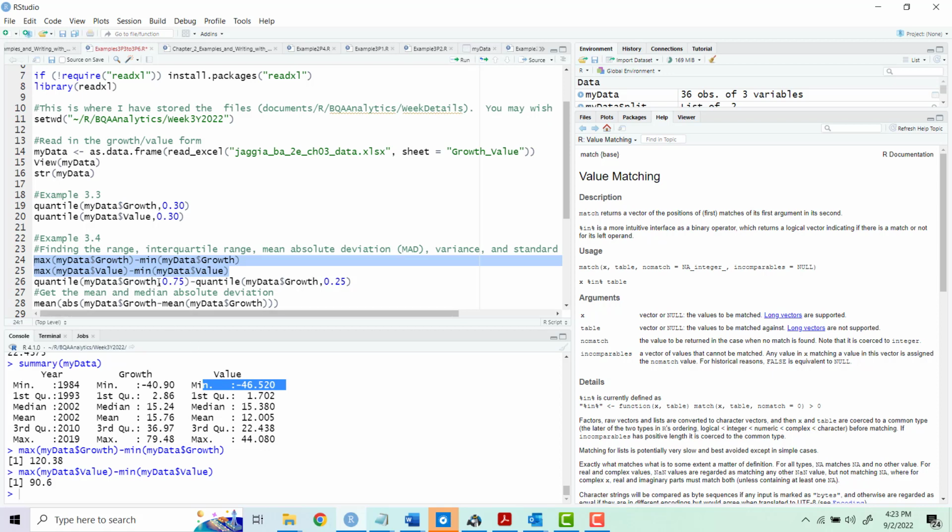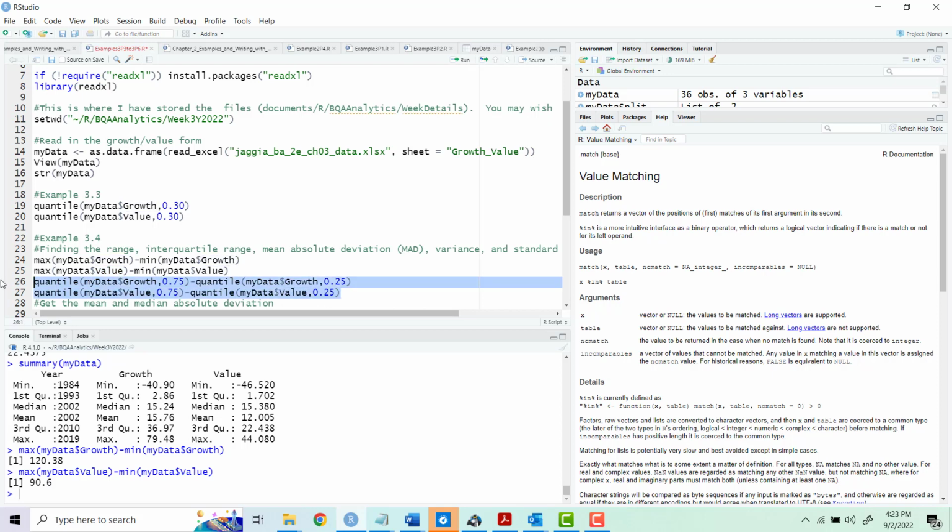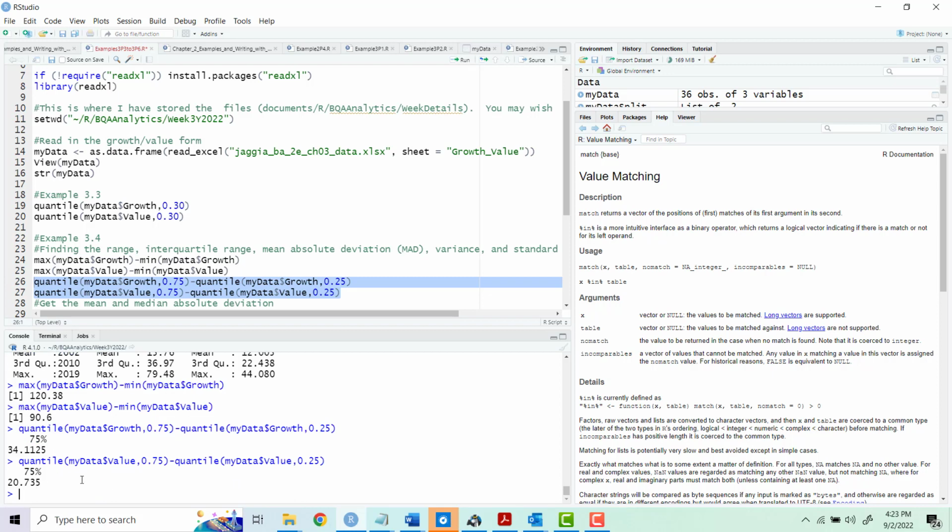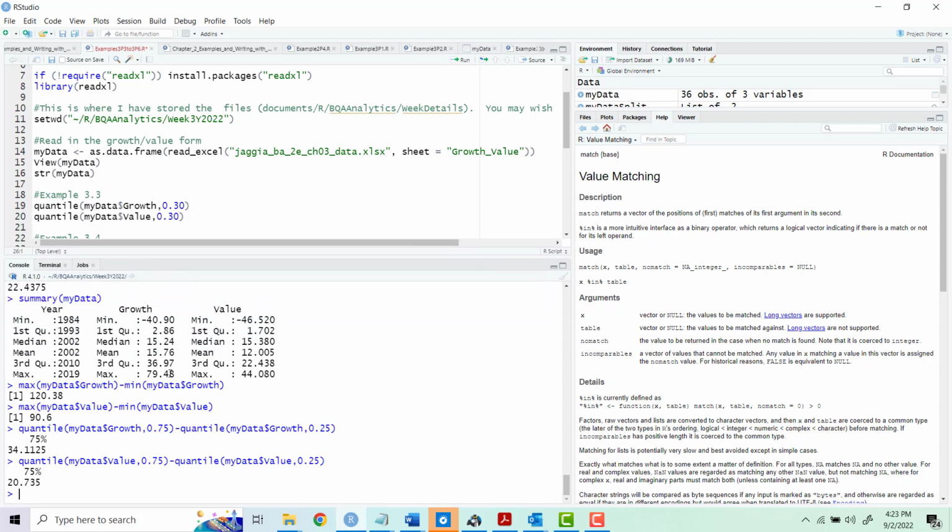Again, we could also get the interquartile range, which is the difference between the 75th and the 25th percentiles. We'll do that for both value and growth, and compare it with the data in the summary. You see 36.97 minus 2.86 is 34.11, and 22.438 minus 1.702 would look something like this value here.